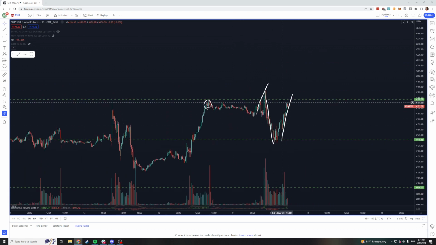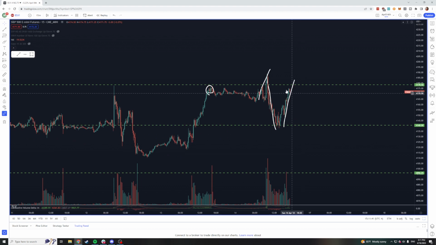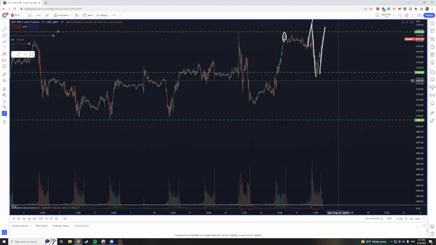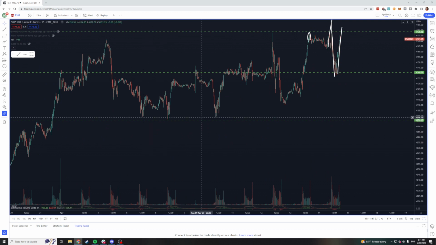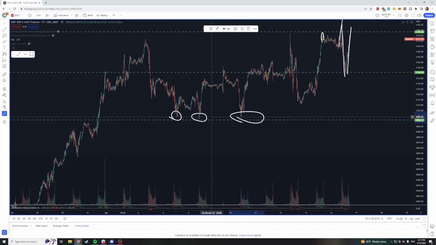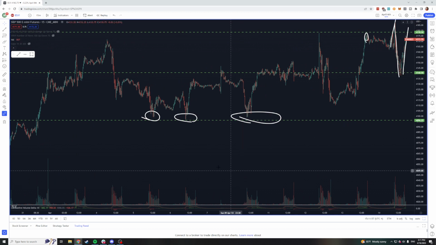My anticipation is that we'll actually retest this level here because we already ate this liquidity up once, and we're probably going to come down and eat up the liquidity down here on the bottom side. So liquidity down here, here, and here. All of this has to get eaten up. Why does it need to get eaten up?